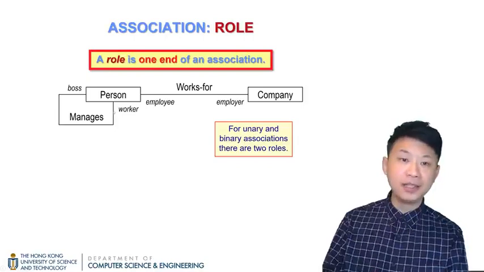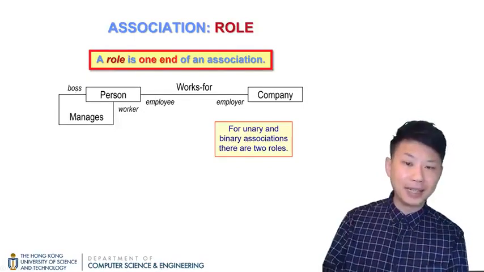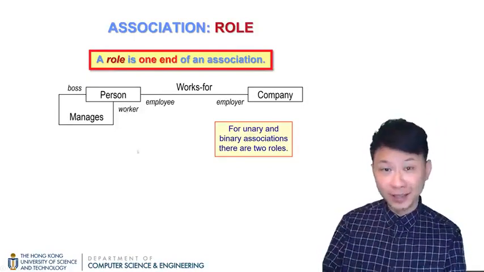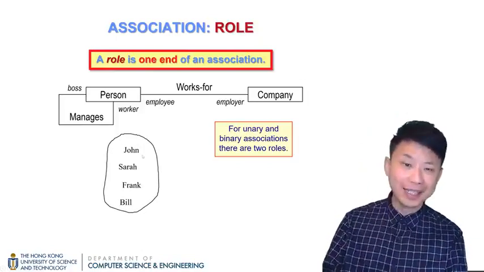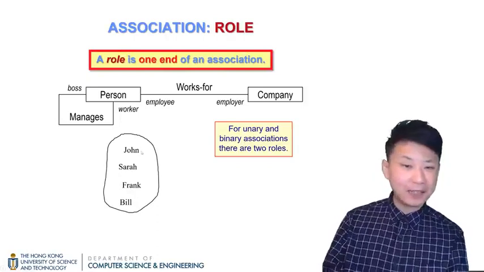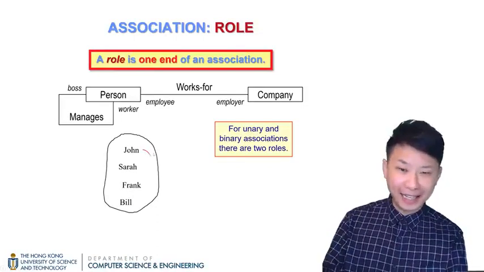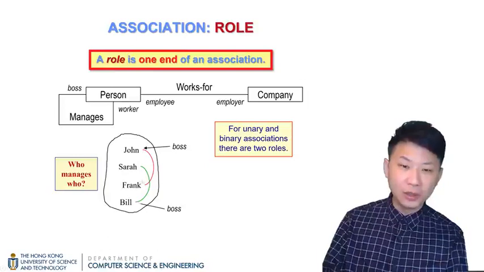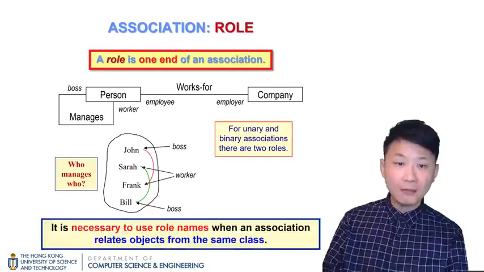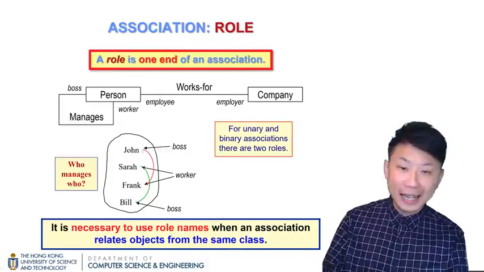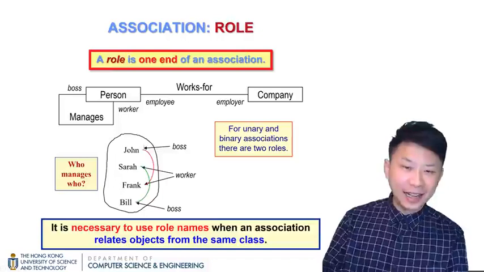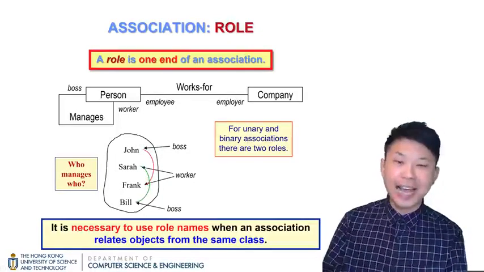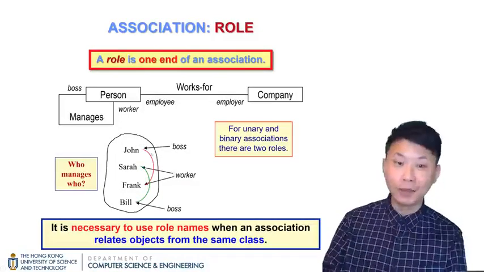Just to make sure that we know that one side is going to be the boss and the other side is going to be the worker. Why? Because eventually when you store the data within your system, instead of simply saying that we have a link, for example, between John and Frank, and between Sarah and Bill, we also need to provide a label, or the role name, saying that John is the boss and Frank is the worker.